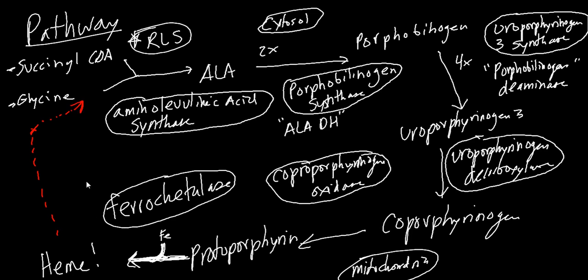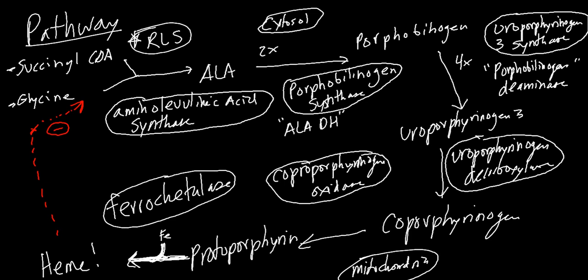feed back and inhibit this. We're going to have a classic feedback loop. We're going to negatively feed back. So once we synthesize some heme, this heme will feed back into our rate limiting step. It'll say, hey, you don't need to work as hard. We already have some heme, and it'll inhibit. So that's our classic negative feedback inhibition loop. So our end product heme will feed back. That's an important point.